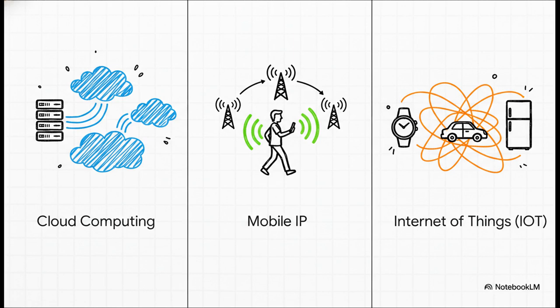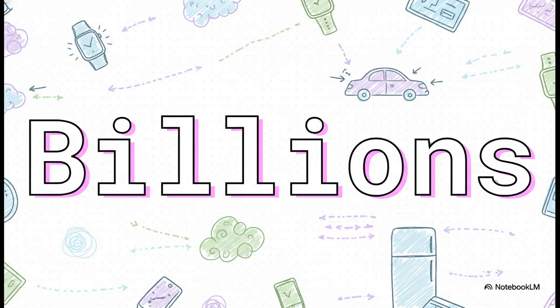With cloud computing, our data might not even live in one specific place anymore. It could be spread across servers all over the world. Mobile IP makes sure we stay connected seamlessly as we move around. And then there's the really big one, the Internet of Things, or IoT, which is connecting literally everything to the web. And the scale of this change is mind-boggling.